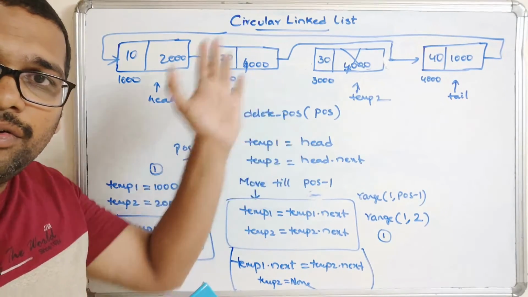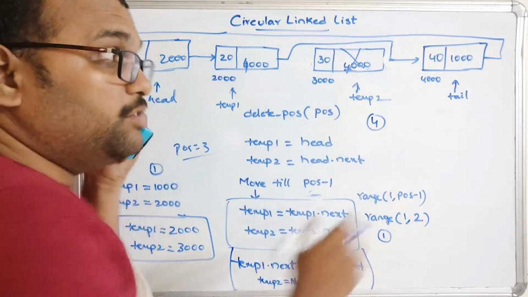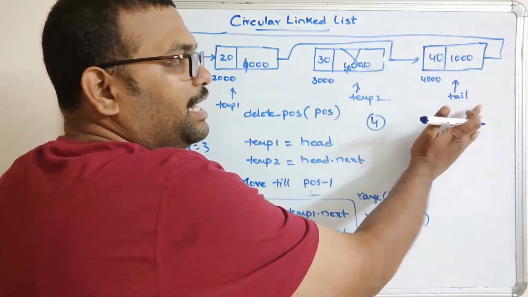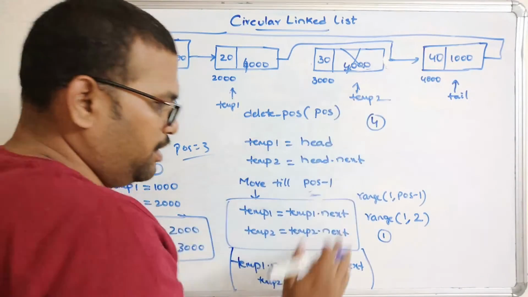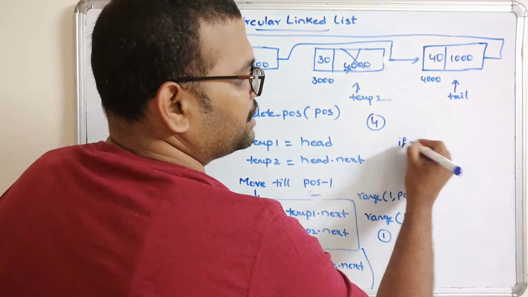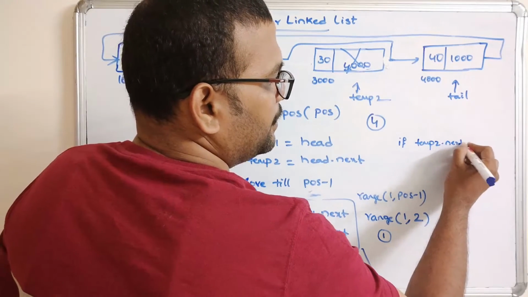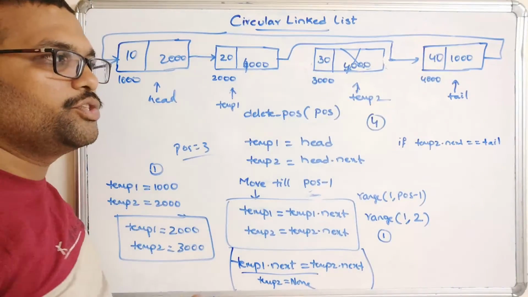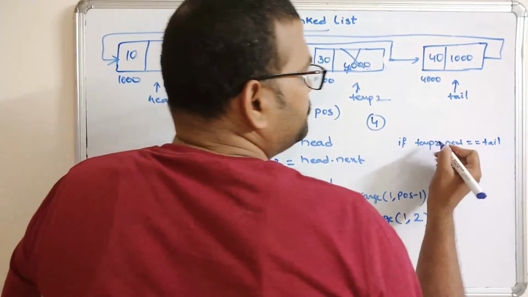Now in this case, if the position is 4, what happens? We are deleting the fourth position, but the tail has been deleted, right? The tail should be moved to the previous node. That's why we have to write this case. After this one, we need to write the case if temp2 dot next is equal to tail. That means the last node is the tail.